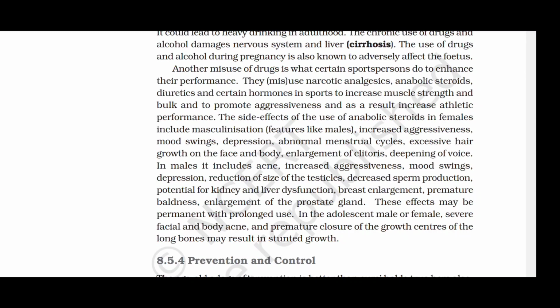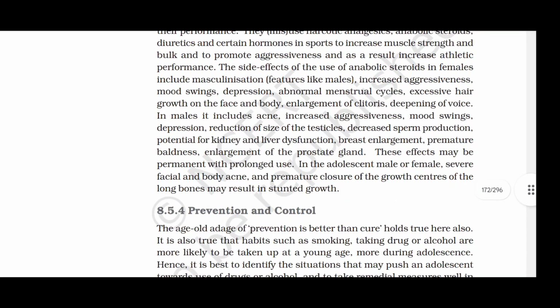These effects may be permanent with prolonged use. In the adolescent male or female, severe facial and body acne and premature closure of the growth centers of the long bones may result in stunted growth.